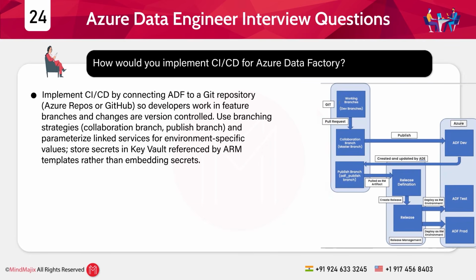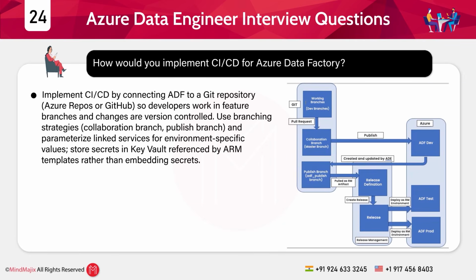The next question is, how would you implement CI/CD for Azure Data Factory? So you implement CI/CD by connecting Azure Data Factory to a Git repository so that the developers work in feature branches and changes are version controlled. Here you have to use branching strategies such as the collaboration branch and publish branch, and parameterize the linked services for environment specific values. And you have to store the secrets in Key Vault, referenced by ARM templates, rather than embedding the secrets. So whenever you're ready to promote the changes, you can publish the factory to generate the ARM templates, which can be deployed through Azure DevOps or GitHub Actions pipelines.